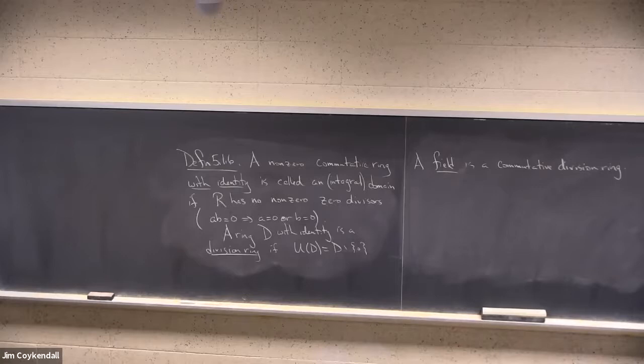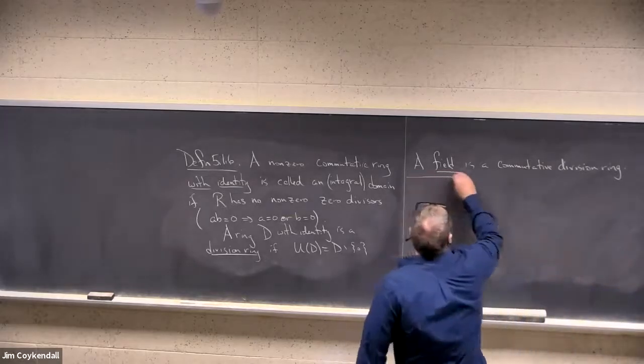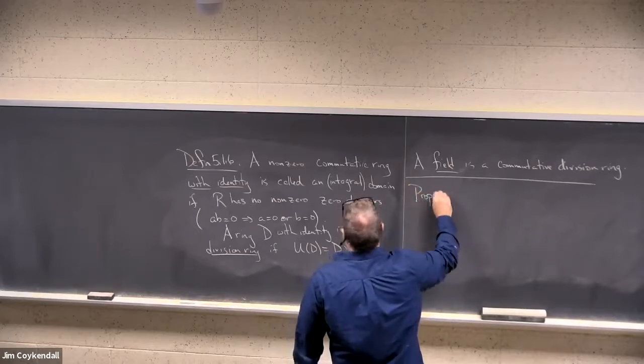So you've got integral domains, which just means that A times B equals zero implies one of A and B is zero, and it has an identity. You've got a division ring, which means every non-zero element is invertible. And we've got a field, which is a commutative division ring. So let's start building on the theory of this.